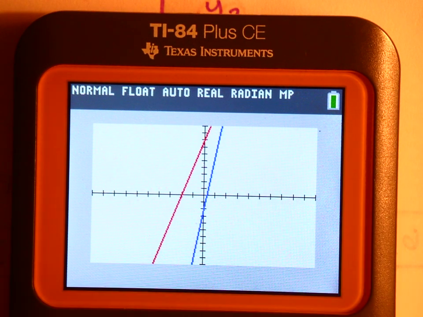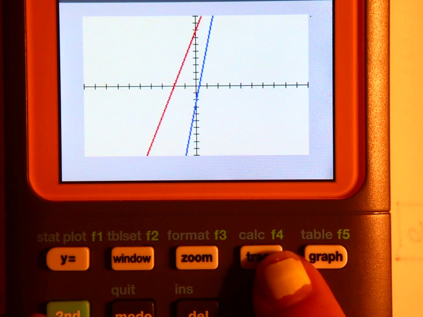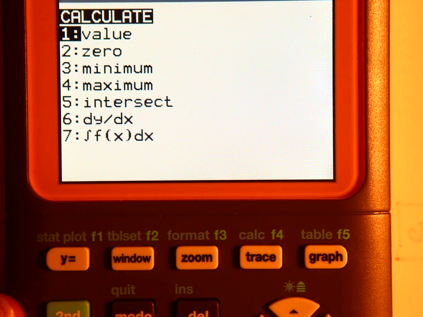Okay, so once you graph it, then you go second, and you hit trace, and then you go down to intersect.